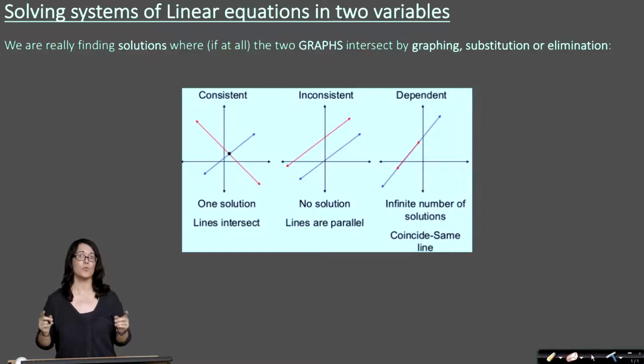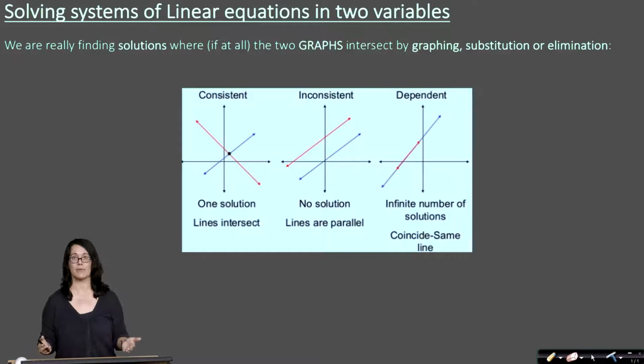So if you have two or more lines in a system of equations, to solve that system would really be answering the question, do these lines ever intersect or equal each other? If they do, please find out where. That's what it's asking you.